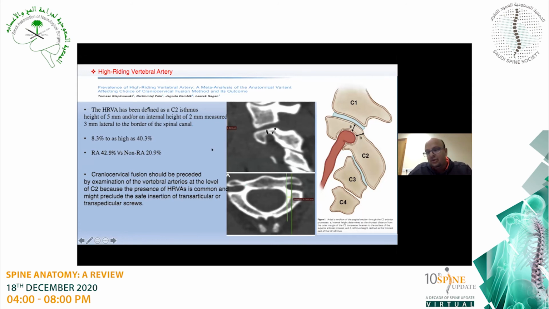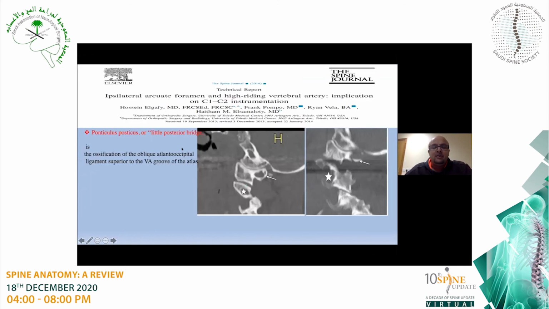Understanding this anatomy is crucial because if we identify the high right vertebral artery, then most likely we will not do C1-C2 transarticular fixation. Most likely you will skip the C2 pedicle screw, and sometimes even the C2 pars. So we'll go to laminar screws or just skip it and go to C3. This is a rare variation or anomaly, which we call arcuate foramen, where the atlanto-occipital ligament ossifies and forms a foramen here, through which the vertebral artery passes at the level of the sulcus arteriosus.